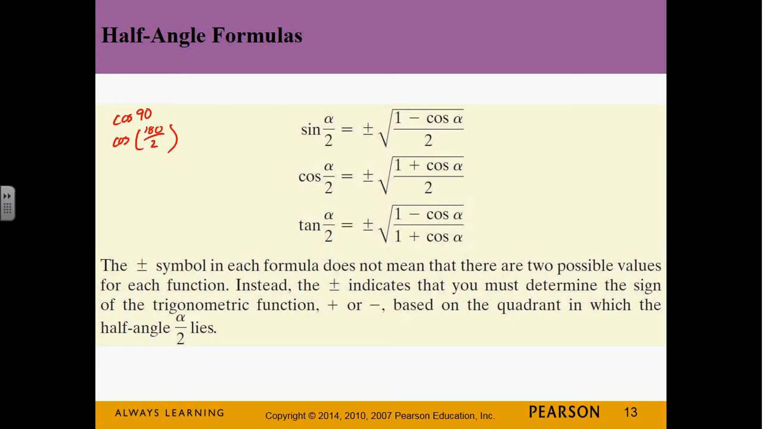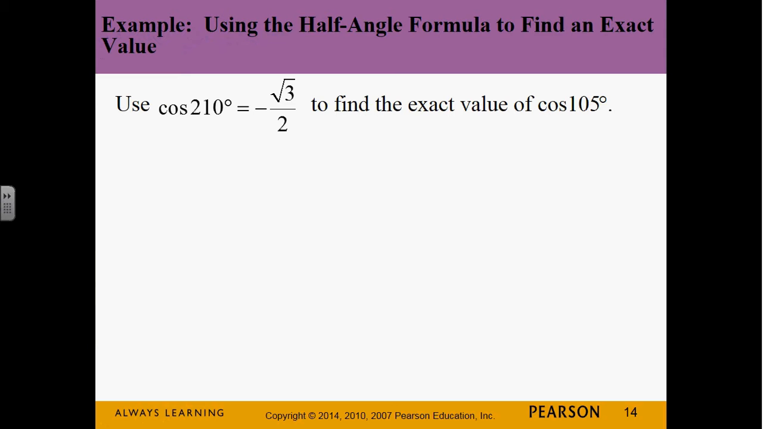Right? So if we want to use these formulas, can we use the fact that cosine of 210 is equal to negative root 3 over 2, which we know because it's on our unit circle? Can we use that value to find the exact value of the cosine of 105? Well, since I can write 105 as 210 over 2, that means I can use the cosine version, which is plus or minus the square root of 1 plus cosine of 210 over 2.